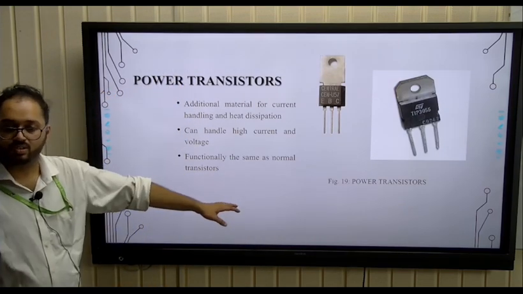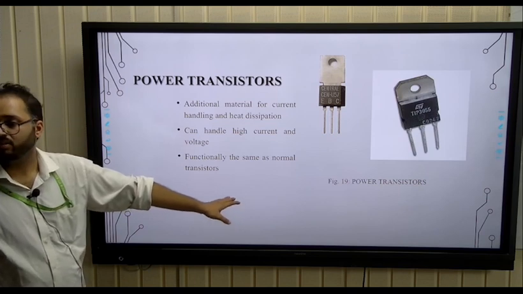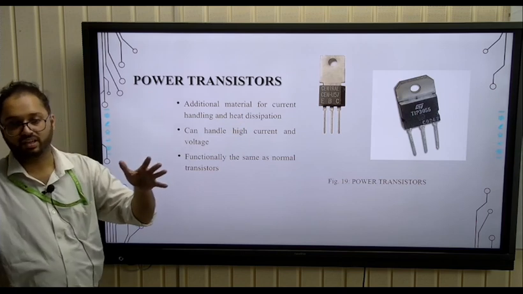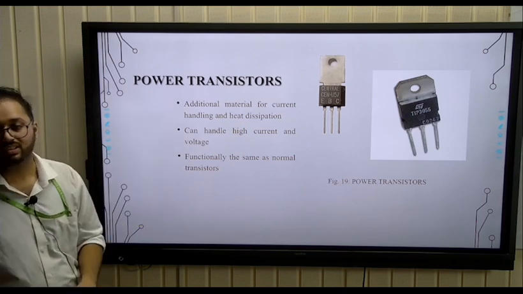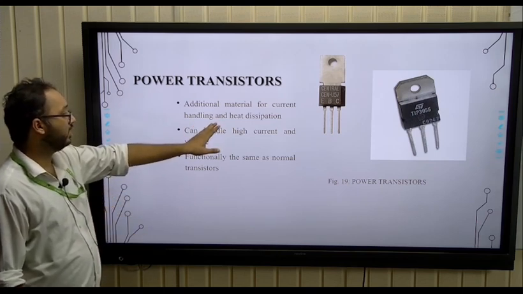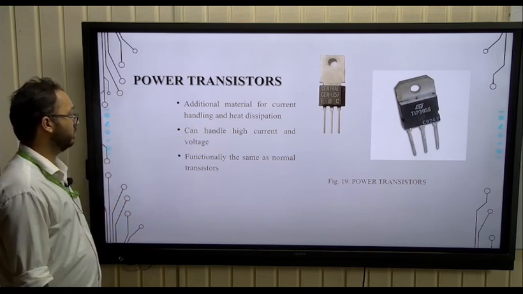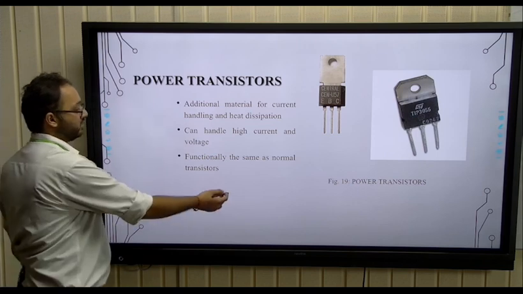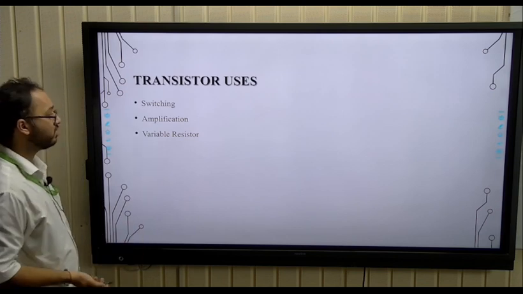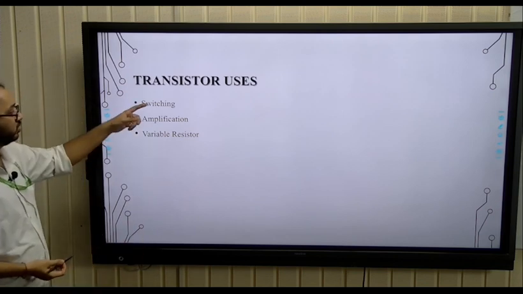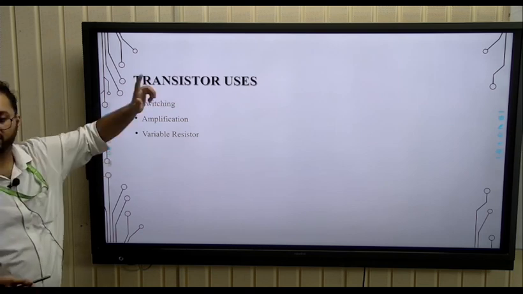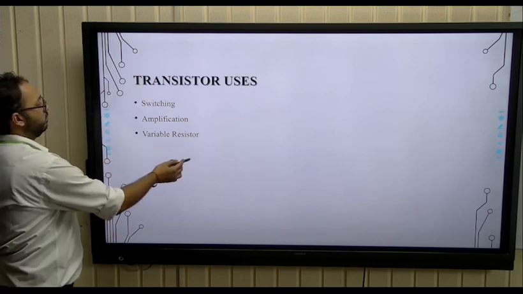It is the same as you have seen in that diagram when we were discussing the MOSFET at the start. It is not like it is very big in size. It is the same, it is just having a higher amount of doping, and it has a higher current handling capacity and higher dissipation. Okay, it is working the same as the normal power transistor. Okay, so why do you use transistors? We use them for switching, amplification, or as a variable resistor. I just told you how we are using it as a variable resistor.